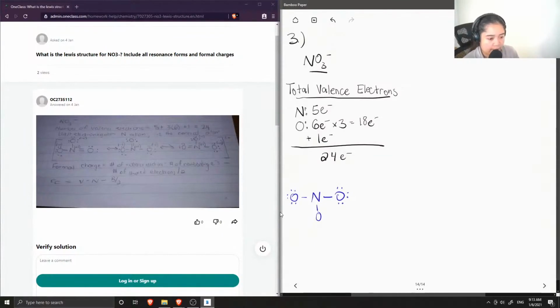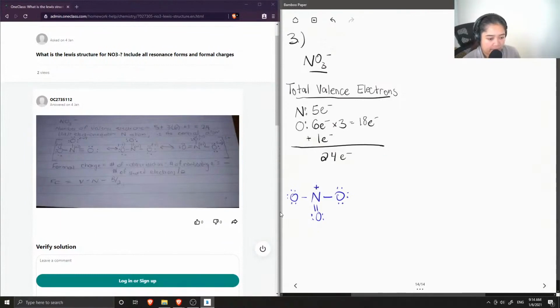So notice that nitrogen doesn't have a full octet yet, so I'm going to draw a double bond and fill it out. And now let's count how many electrons are here. So 16, 17, 18, 19, 20, 21, 22, 23, 24. So I have 24 electrons, so all of them have been drawn. And now let's show the charges.